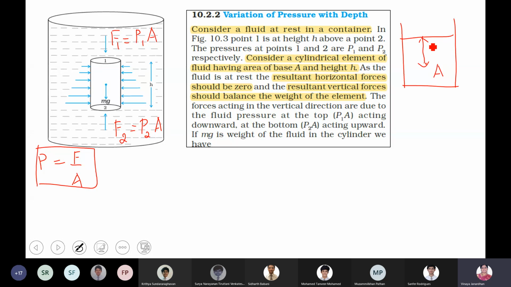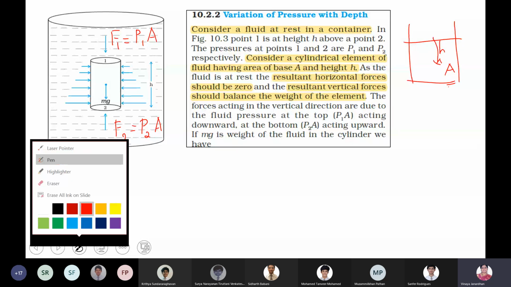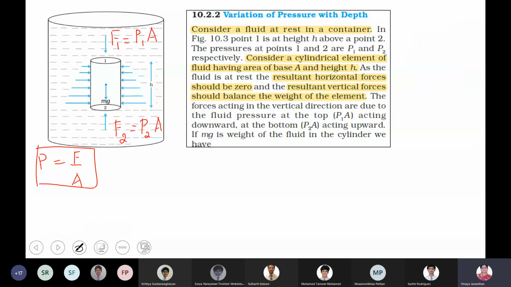Send a message in your 11B group. Suppose I want to find the pressure at a depth h at a point A within the liquid. Inside a liquid the pressure is different at various points. If I want to find the pressure at a given point A, which is at a depth of h meter below the surface of the liquid, how to find it? For that, you consider an imaginary cylinder.